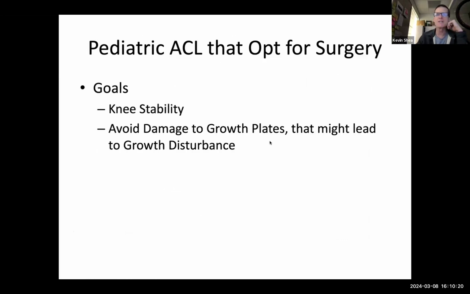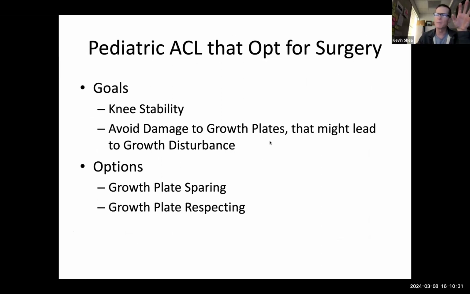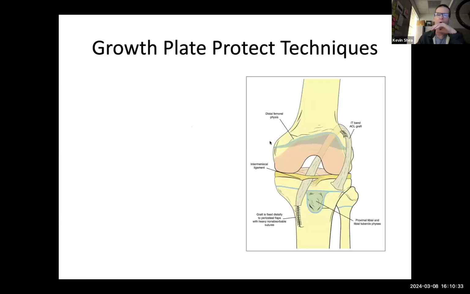So we have a pediatric patient that needs surgery. We want knee stability. We want to avoid damage to growth plates that lead to growth disturbance. And their options are to prevent any surgery around the growth plate, or to do growth plate procedures in which you drill around the growth plates, but you avoid them.